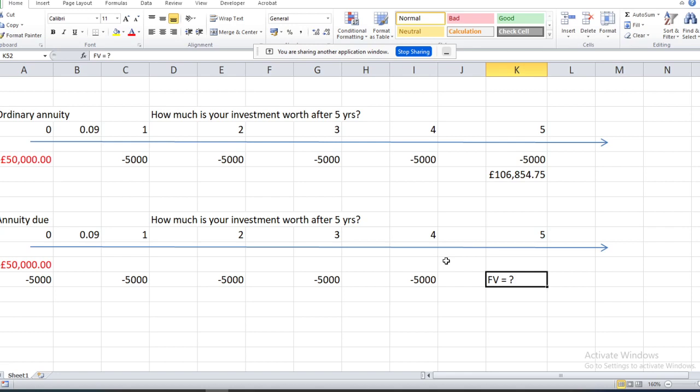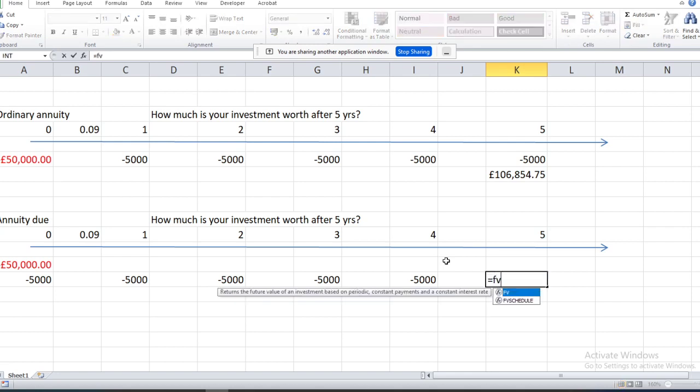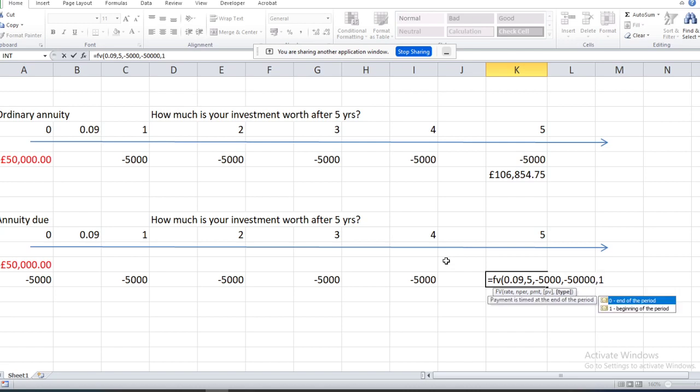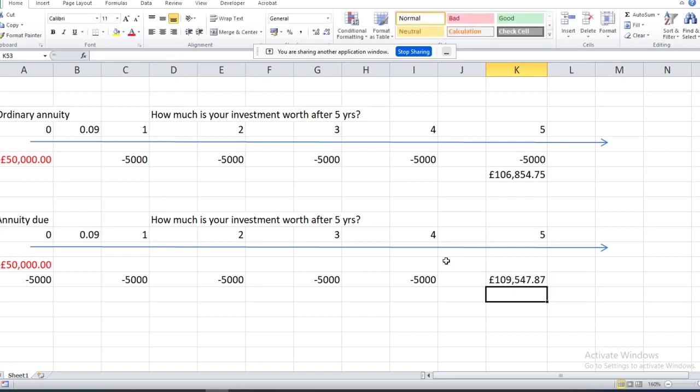How about annuity due? Again, equals FV, open the brackets, the rate of 9% per year, which is very high. That's why the future value is going to be pretty high. 5 years, PMT is negative 5,000, PV negative 50,000, and for type 1, because that's annuity due, and the number here is going to be, again, bigger, okay? 109,000 and more, over 106,000.